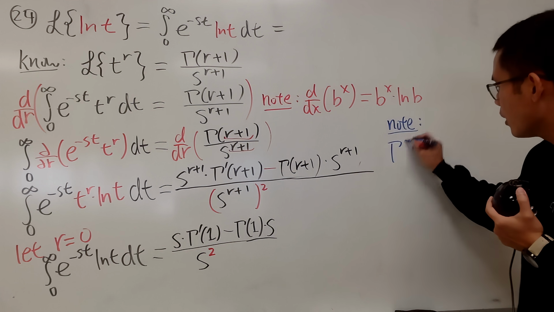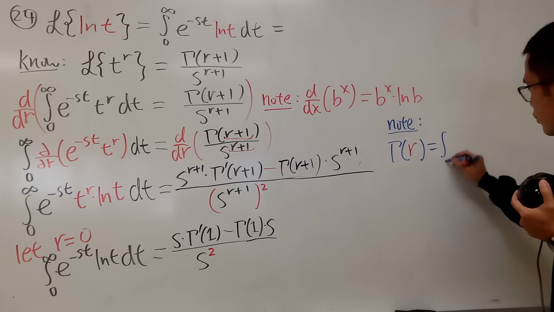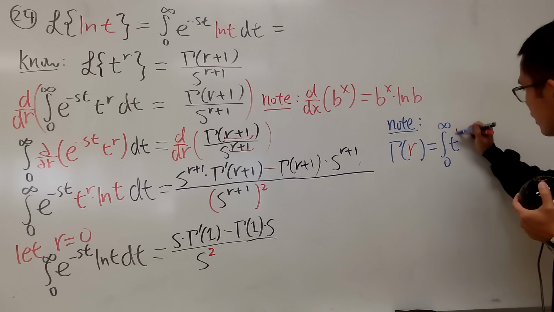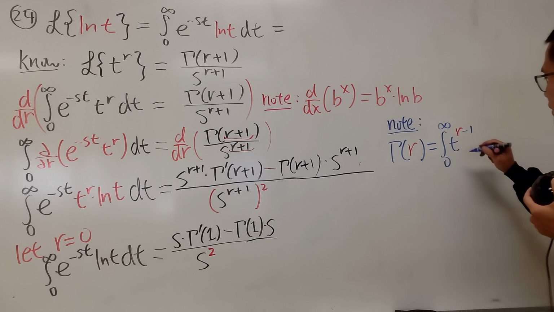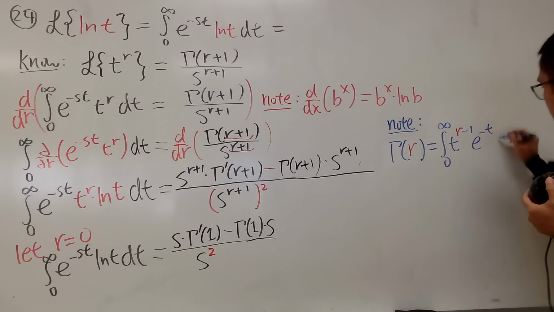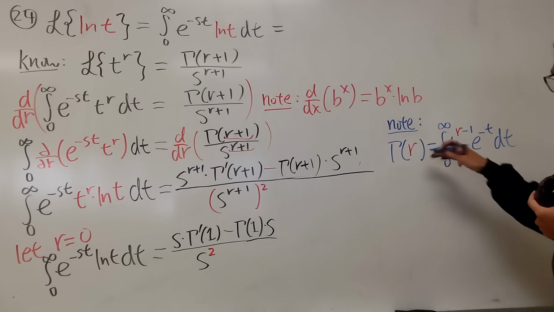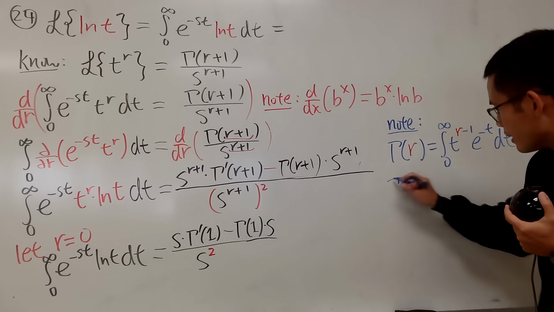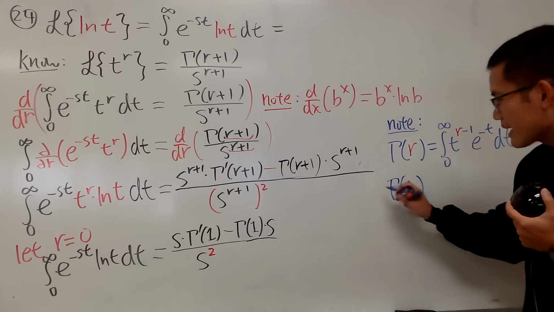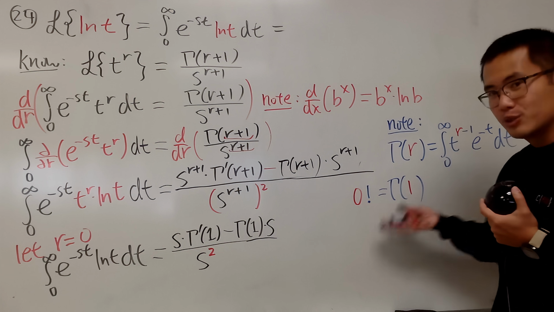Note, gamma of r, the definition of gamma is going to be the integral from 0 to infinity of t to the r minus 1 times e to the negative t dt, like this, all right? So this is what we have, I believe. Good. All right, so gamma of 1. In fact, this is how you can argue that 0 factorial should be 1.